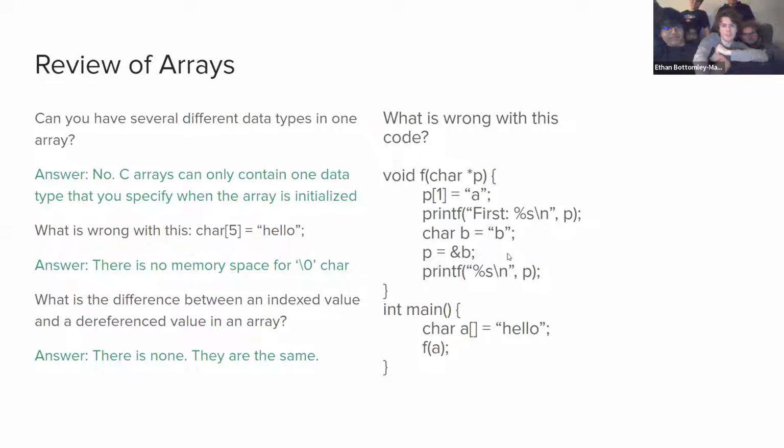P is a pointer, not a string. So we're trying to print P, and it's a pointer. We're doing the same thing. The char B equals B as a string as well. That's a problem. And then we're also doing the same thing, trying to print P again as a string when it's a pointer, and it's not.